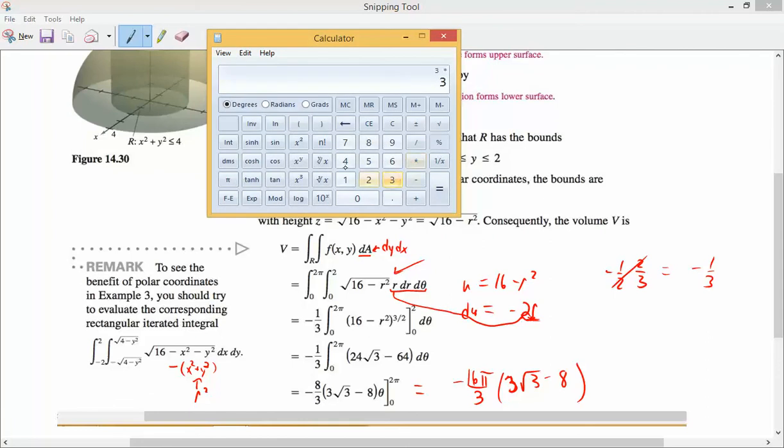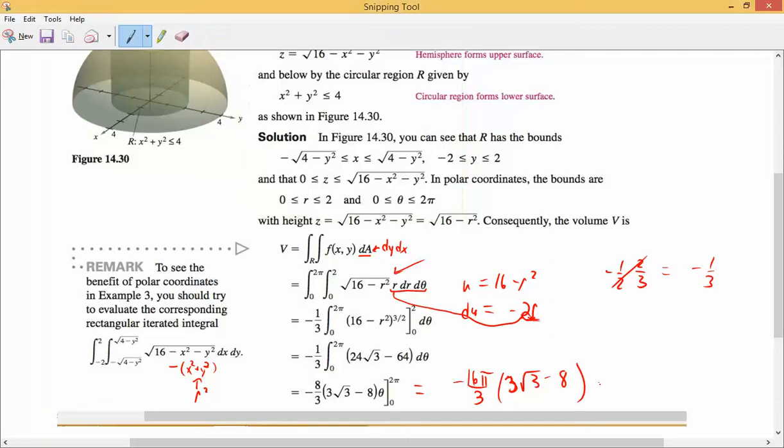3 times the square root of 3, minus 8. So that times negative 16 pi, times negative 16, times pi, divided by 3. Alright, so that's your volume, approximately 46.98 cubic units.